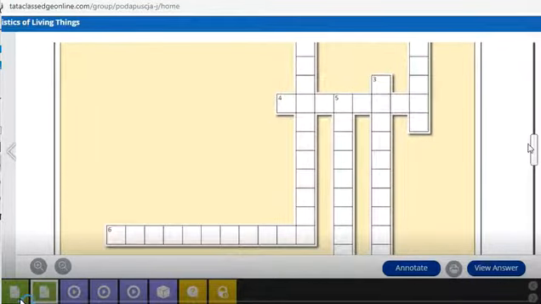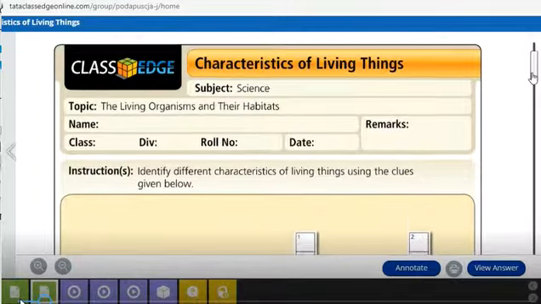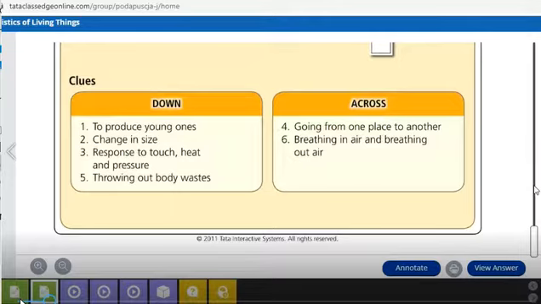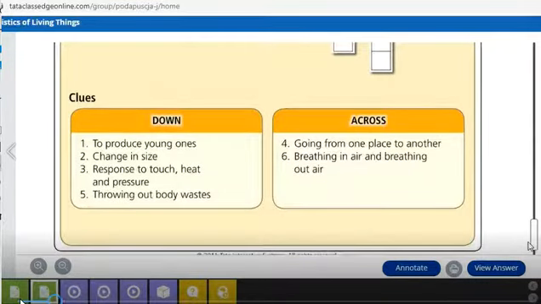I am scrolling down. You can see here what you have to do is identify the characteristics. Clear? Like reproduction, like growth, like stimulus. So different characteristics that you have to identify. Clear? So let's see towards the left side, downwardly. So the first is given: to produce the young ones. To produce the young ones means reproduction, that is one of the characteristics.